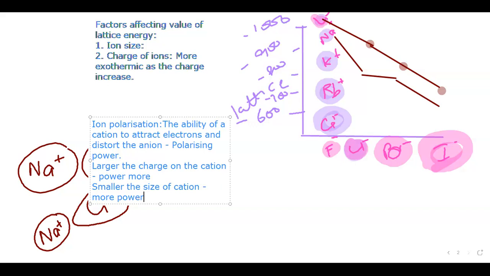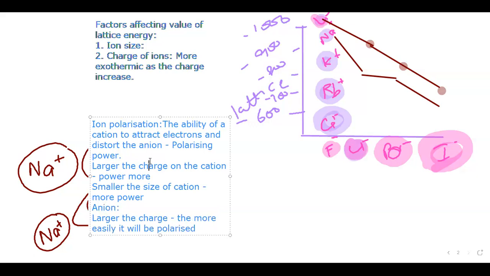For the negative anion, what do we have to remember? For the anion, the rules that we have to remember are that, once again, the larger the charge, the more easily it will be polarized.